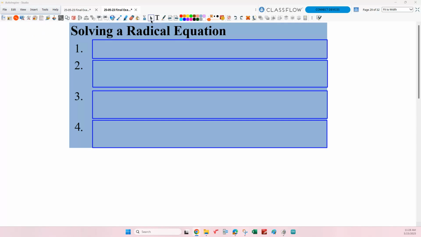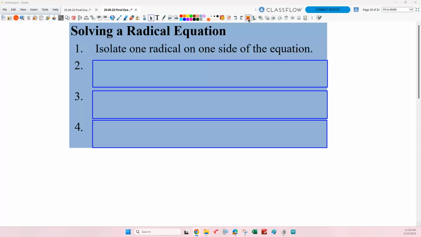Yeah, we gotta isolate it first. If you don't know the names, that's fine. So we gotta isolate it to one side. Okay. After that, what do we think we gotta do?